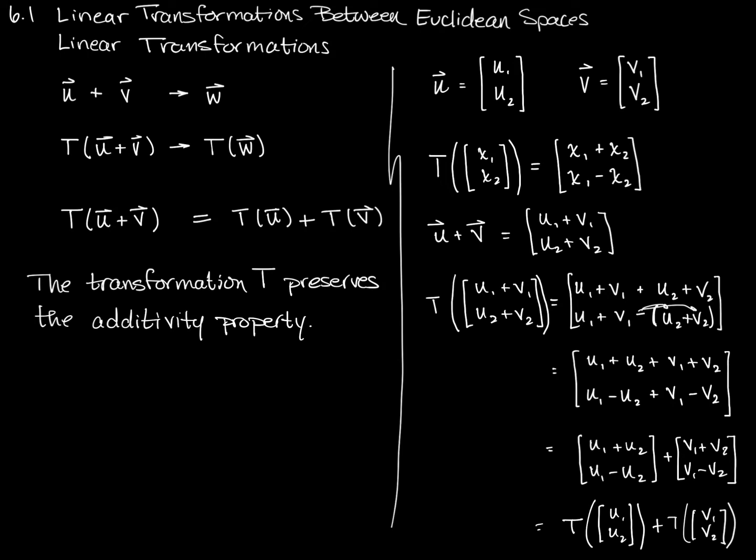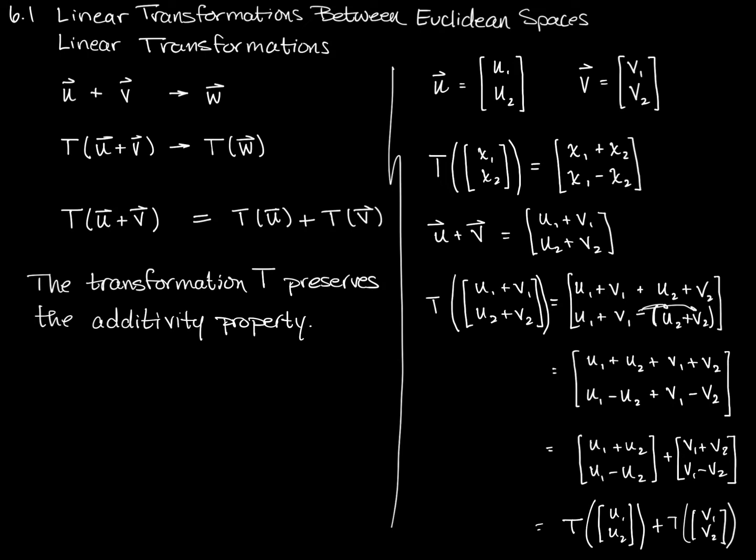And I can say that because I've proved it here. For any R2 vectors U1, U2 and V1, V2, I've shown the transformation here, and then I just reordered some things and came out with the transformation of the sum of the transformations of the individual vectors. So I've essentially proved that for this particular transformation, additivity is preserved.